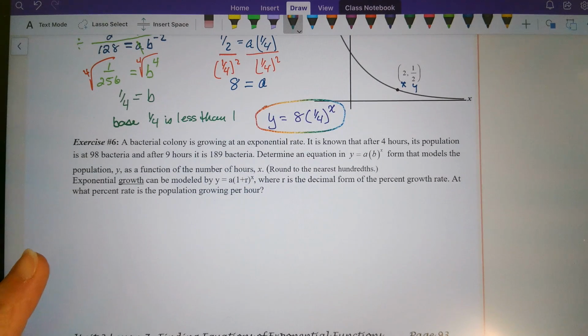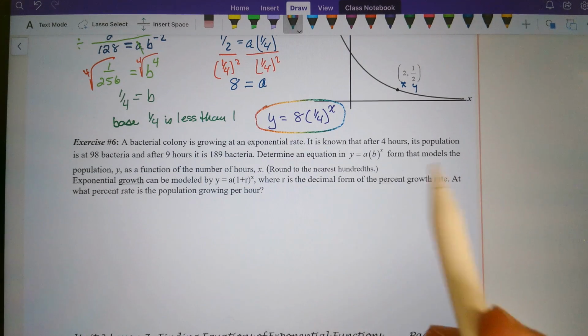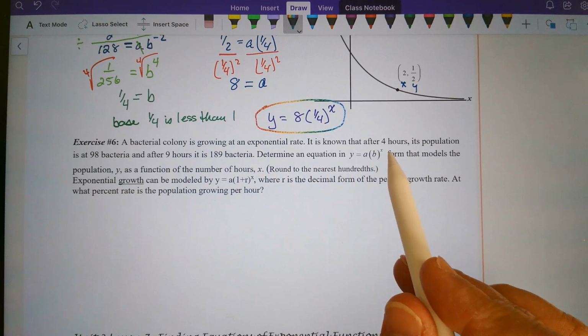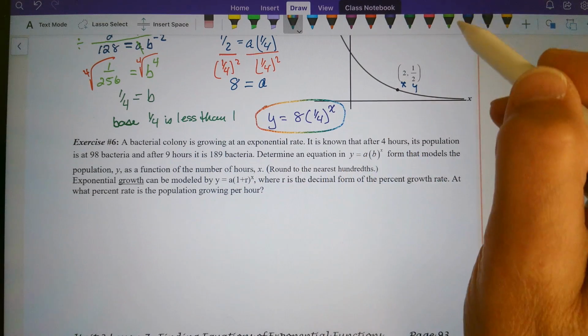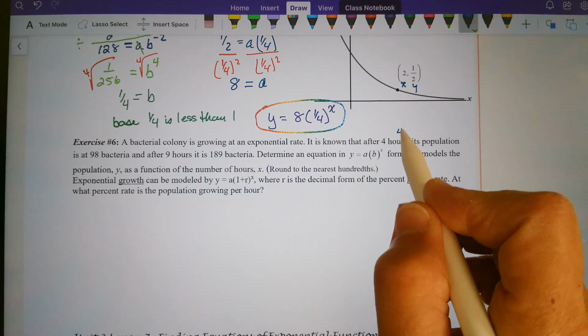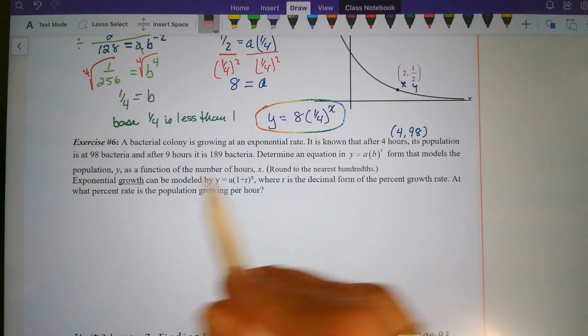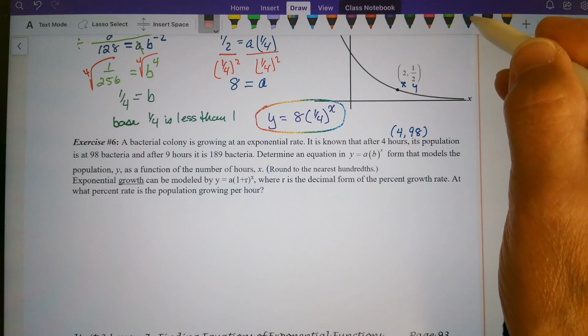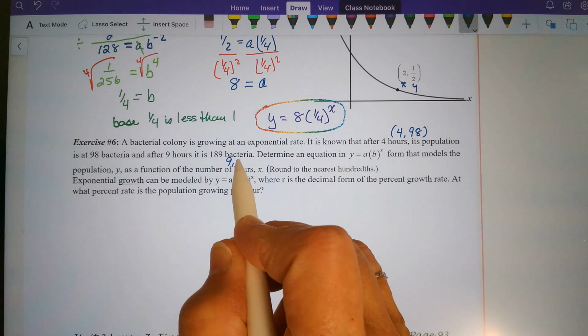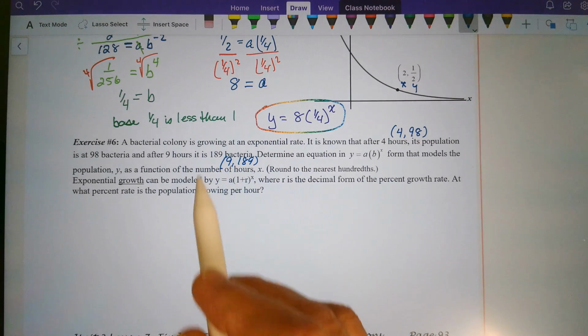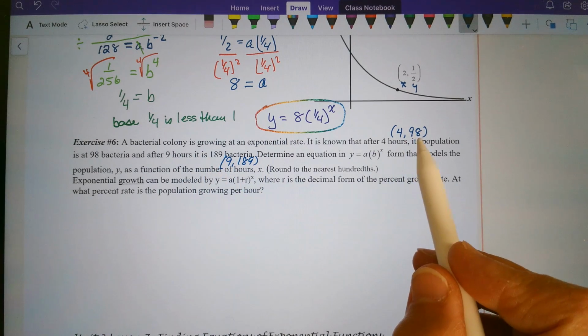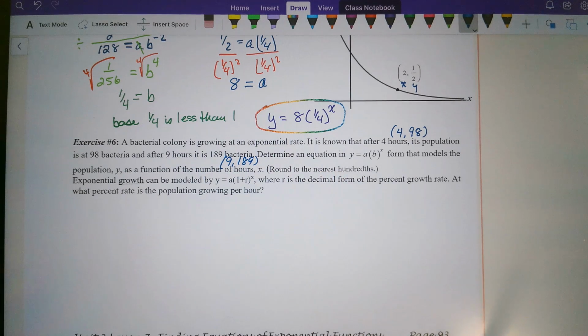Now in exercise number 6, we have a bacterial colony growing at an exponential rate. It is known that after 4 hours, its population is 98 bacteria. Okay, so time is the input, and the output is the population, 98. After 9 hours, it is 189 bacteria. 9 hours, 189, definitely increasing. Yeah, as it did say, it's growing. Determine an equation in y equals ab to the x form that models the population. Y is a function of the number of hours, x. Round to the nearest hundredth.